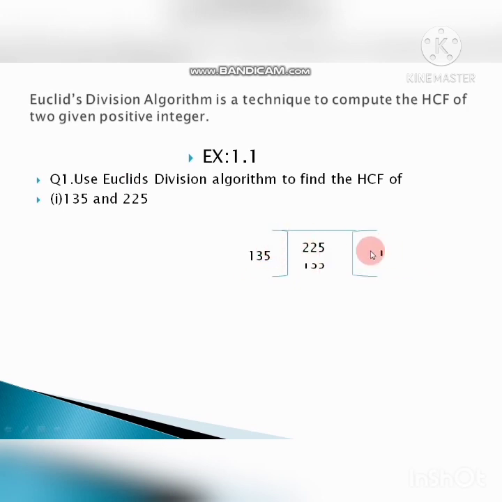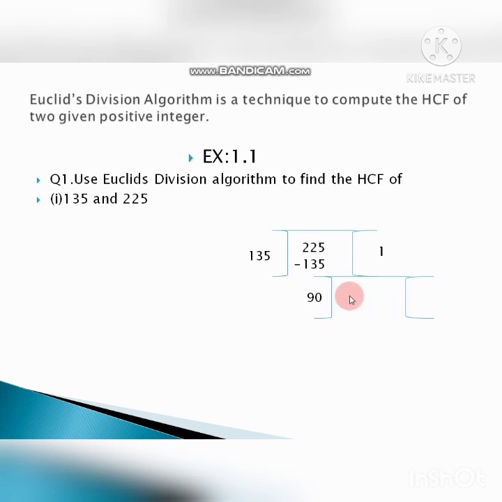Now divide, normal division, 135 ones are 135. Subtract it, 225 minus 135 gives us the remainder 90. But here what we have to do, we have to repeat this process again until we get the remainder 0. जब तक कि हमें remainder 0 नहीं आता है, ये procedure को हमें फिर से repeat करना है. So just again repeating it.